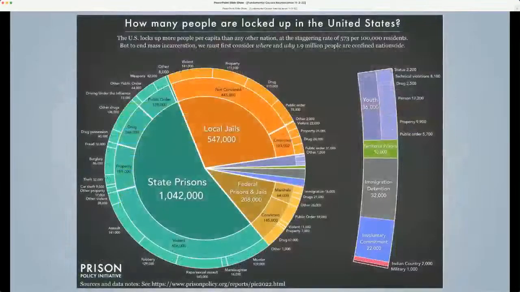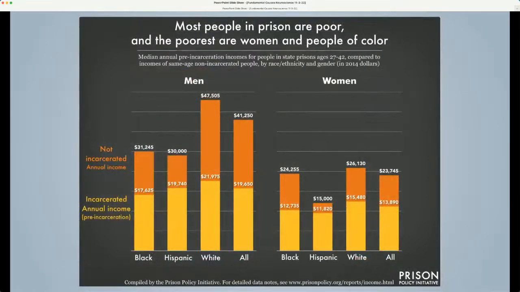And we just lock up everybody. More people per capita than any other nation, at the staggering rate of 573 persons per 100,000 residents. The local jails are full, the state prisons are full, and the federal prisons and jails come in 3rd place. These are breeding grounds for infectious diseases and mental illnesses, and they are warehouses for many of the people in our society who do not receive mental health care. Most people in prison are poor, and the poorest are women and people of color.